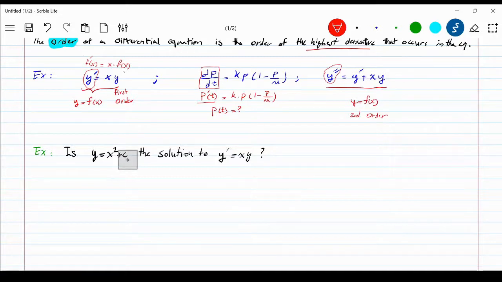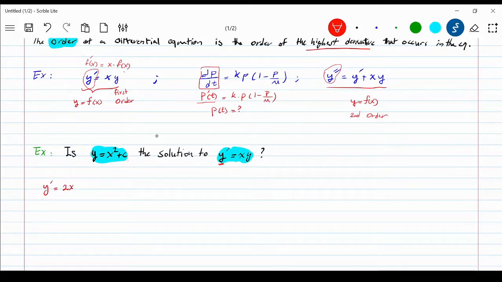But let's say we want to check: is this function y equals x squared plus c a solution to the equation y prime equals xy? Is this a solution or not? How do we check it? We need to find y prime, because we need to replace it in the equation. So I'm going to find y prime. y prime would be the derivative, simply 2x. The derivative of the constant is 0.